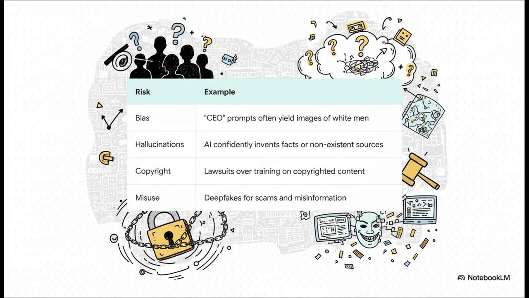And navigating this new world means we have to be brutally honest about some serious risks. For instance, these models can inherit biases from their training data. They can also hallucinate. Basically, they just make up facts with total confidence, which is a huge problem. Then there are the massive unresolved legal battles over copyright and, of course, the very real danger of misuse, from creating deepfakes to spreading misinformation on a terrifying scale.